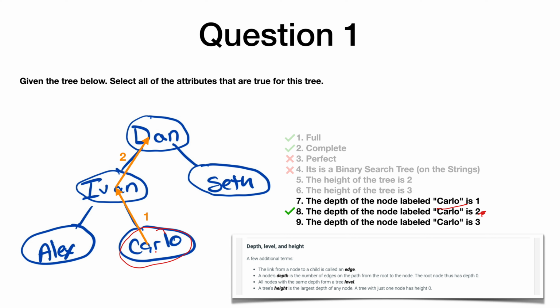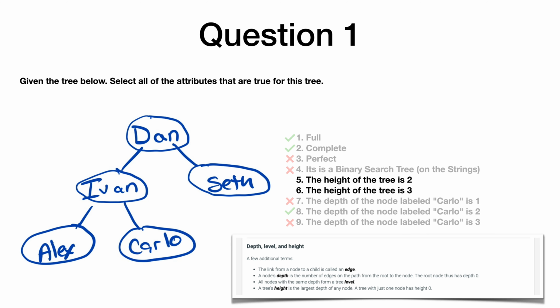And if the depth is 2, it can't be 1 or 3. And then finally, the height is defined as the largest depth of any node in the tree. So Alex and Carlos are the two deepest nodes. And we already know that Carlo has a depth of 2, which means the height of the tree, the depth of the deepest node, is 2. And if the height is 2, it can't be 3.